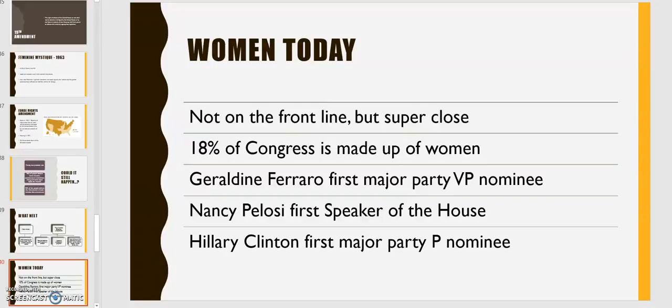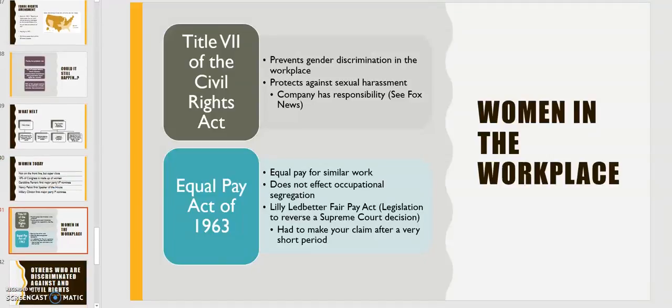18% of Congress is made up of women. Geraldine Ferraro was the first major party vice presidential nominee. Nancy Pelosi was the first female Speaker of the House. And Hillary Clinton was the first major party presidential nominee.